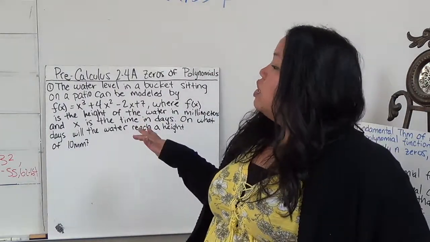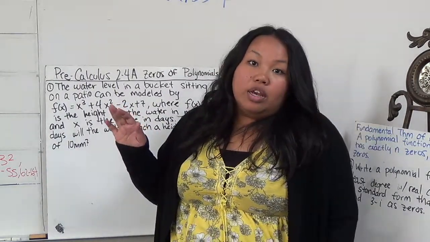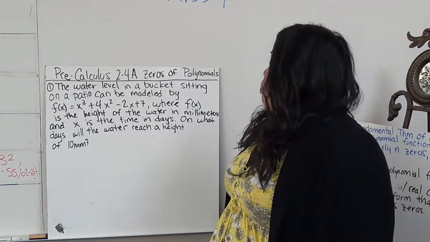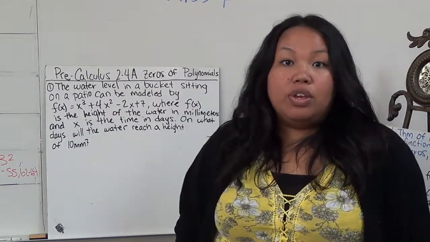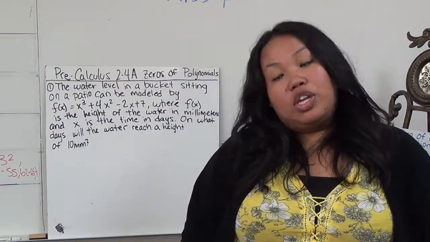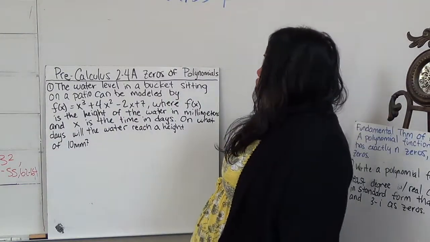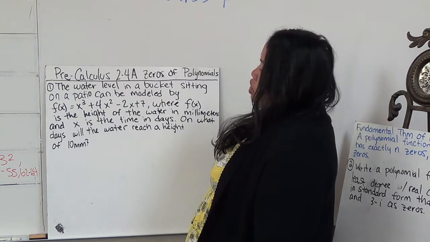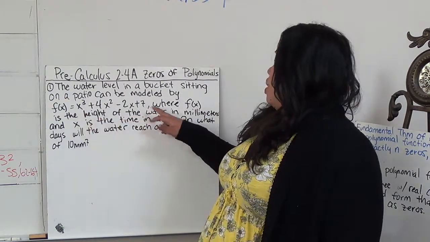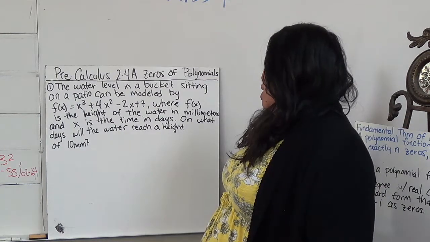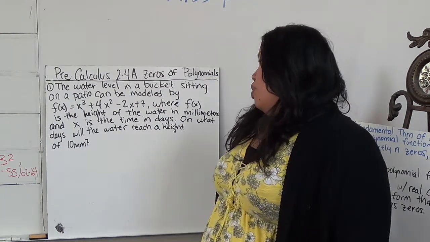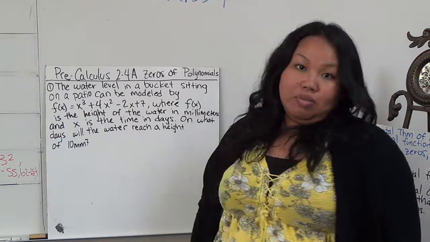Now this question is very similar to what you did on your prior test, which you should have done a guess and check in order to solve it. But there is a method in this section that we can use to solve it. So the water level in a bucket sitting on a patio can be modeled by this equation, where f of x is the height of the water in millimeters and x is the time in days.